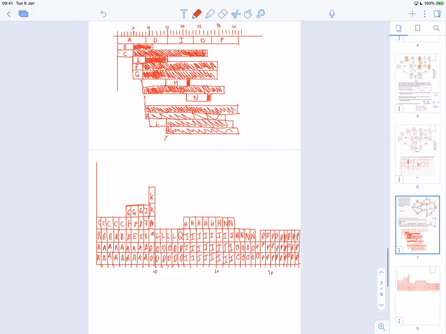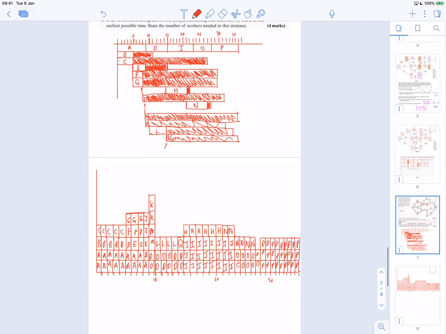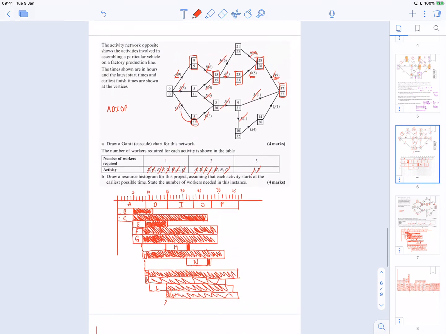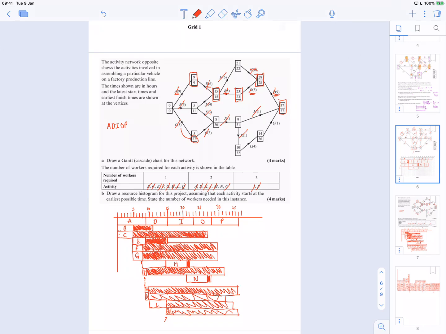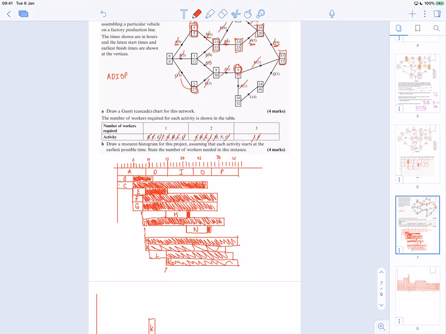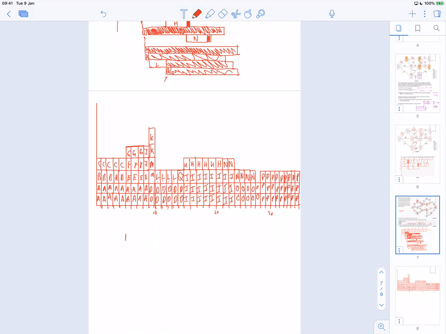Well, K, M and D, do they all need to be starting at that time? Yeah, K needs to start at 9, M needs to start at 9, and D needs to start at 9. They all start at 9, and K, M and D all are 2 workers each. So the max amount of workers at any time is 6. You will need a maximum of 6 workers, and that will be on the 9th day.